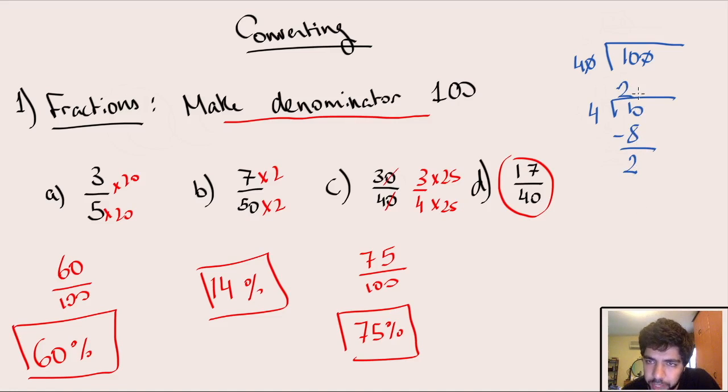So when we're out of digits, we add a decimal point, and we can add another 0. So we drop down this 0. 4 fits into 20 five times. And so we can see that our answer is 2.5. So 40 times 2.5, numerator and denominator, is going to be 100.